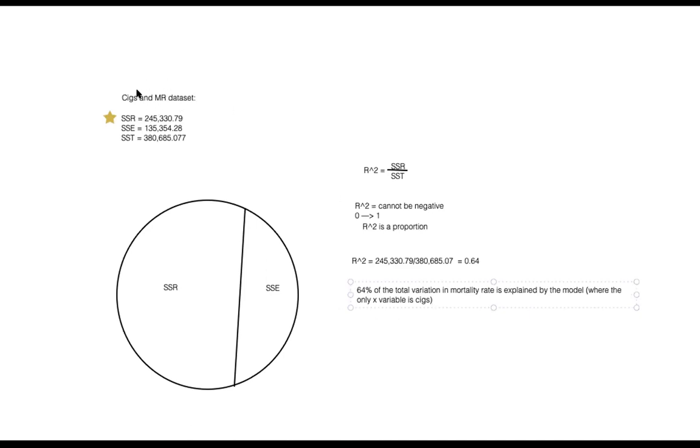So we take this number and we turn it into a proportion, which is much easier to interpret than saying, okay, what is 245,330? This is very difficult to interpret, but a proportion or percentage is better. So again, 64% is bigger than 50%, because I already knew that by comparing these two numbers. SSE was going to be smaller, the smaller part of the circle compared to SSR.